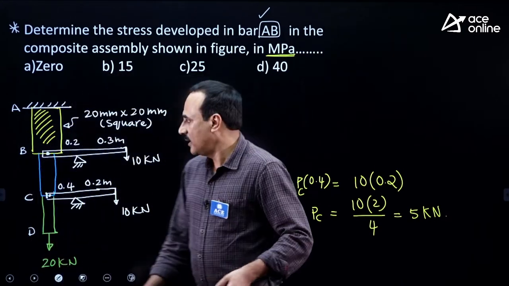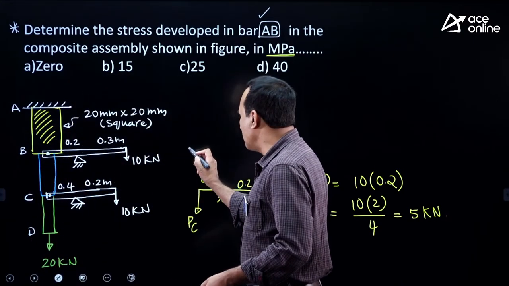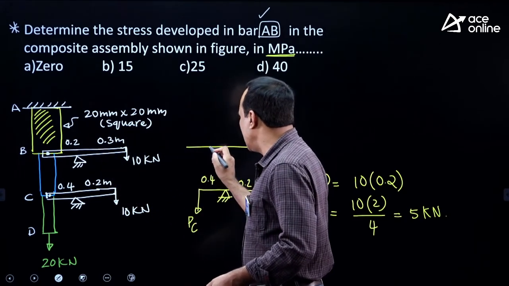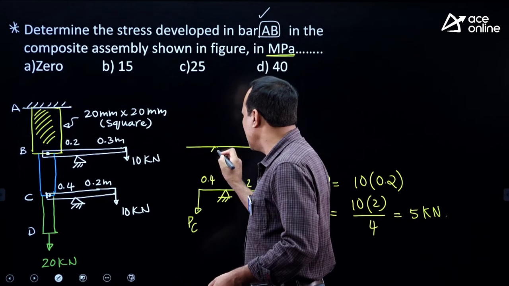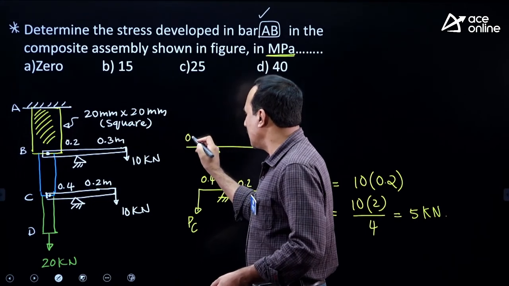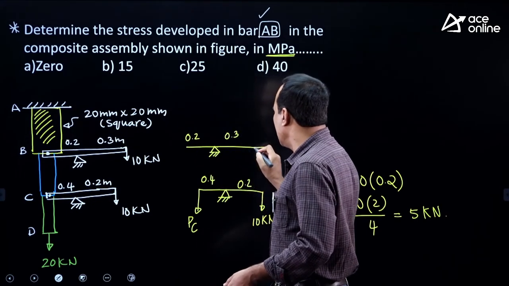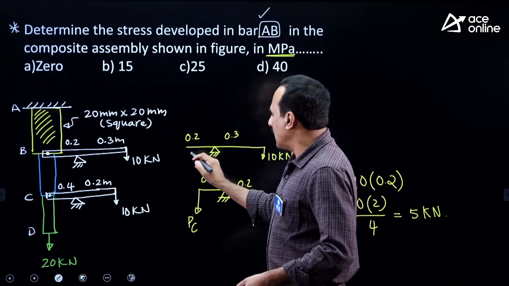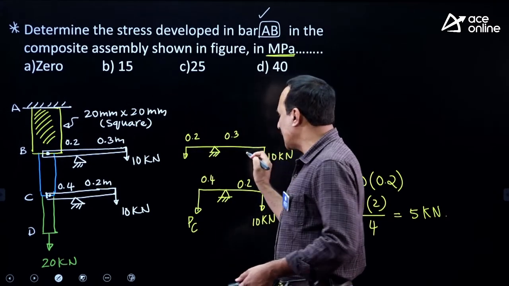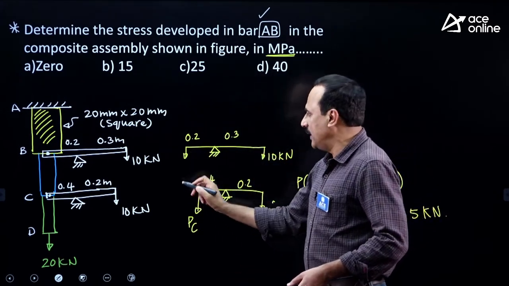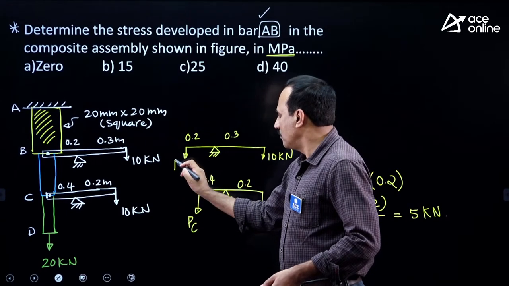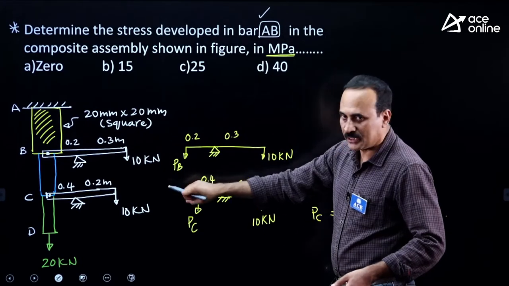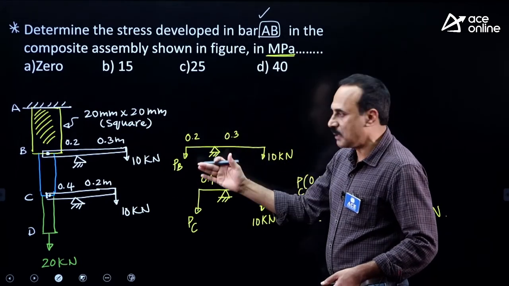Now, in the same way, the other member, I'll take this member also. So, this is a sharp edge here, knife edge here. This is 0.2 meter, this is 0.3 meter. This is 10 kilonewton downwards. And here also, this is action. Reaction here will be the PB. Reaction at B downwards. Action, reaction. As this is something like a balance.